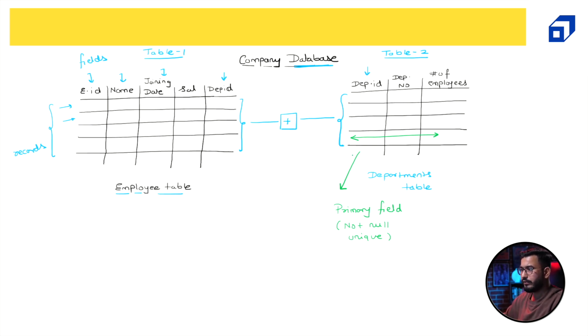A particular primary field of one table, so here department ID is the primary field of the departments table, becomes a foreign field. So this is my foreign field. It becomes foreign for the another table. So the definition of foreign field is: a particular primary field of one table becomes foreign field for another table. Now the combination of these two columns, which is a primary field and the foreign field, will establish the relationship. And that's how multiple tables are connected within a database.